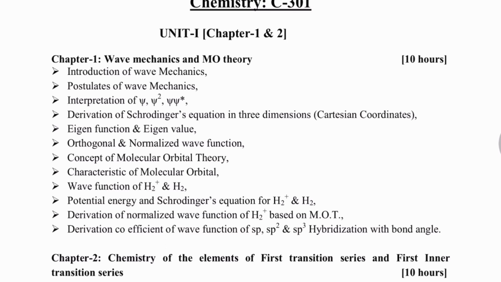Orthogonal and normalized wave function, concept of molecular orbital theory, characteristic of molecular orbital, wave function of H2 plus and H2, potential energy and Schrodinger equation of H2 plus and H2, derivation of normalized wave function of H2 based on molecular orbital theory, and last one, derivation of coefficient of wave function of sp, sp2, sp3 hybridization with bond angle. You all know sp hybridization, what is sp2 hybridization, what is sp3 hybridization, right?